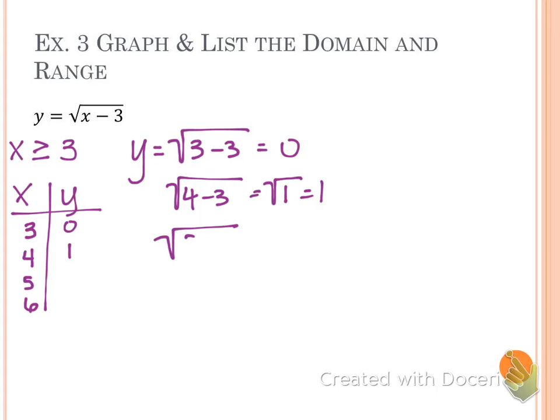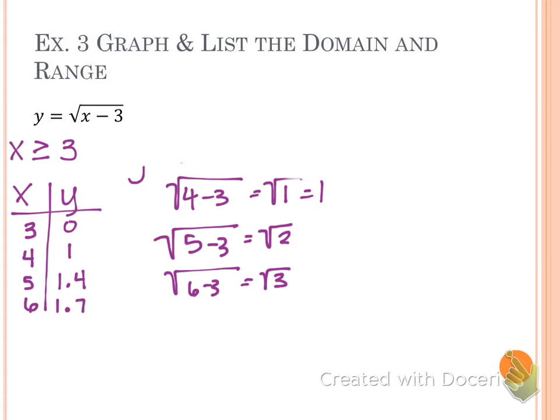Then I have 5 minus 3, and I get the square root of 2. Well, I know there's no exact number that's the square root of 2, so I plug it in my calculator, and I press enter, and I have to change it to a decimal, which is 1.4. And then lastly, I've got square root of 6 minus 3, which is the square root of 3. Again, I know there's no exact square root of 3, so I plug it in my calculator, change it to a decimal, and I get 1.7.